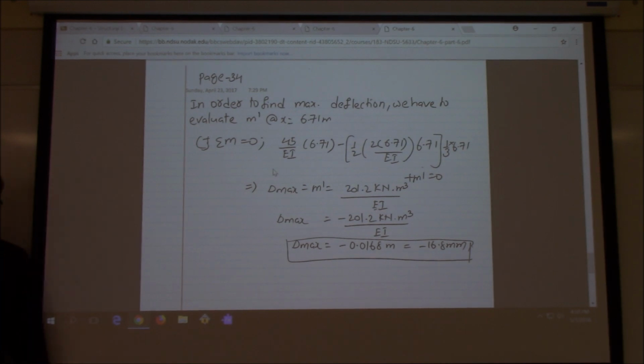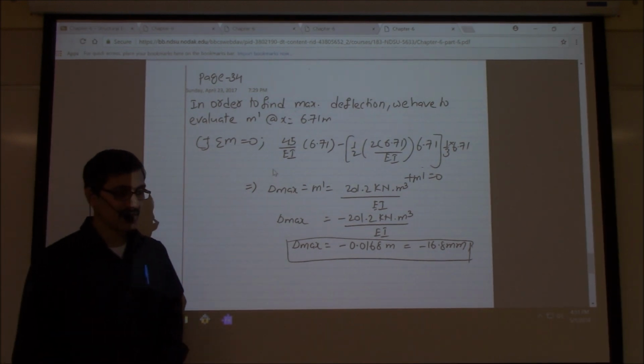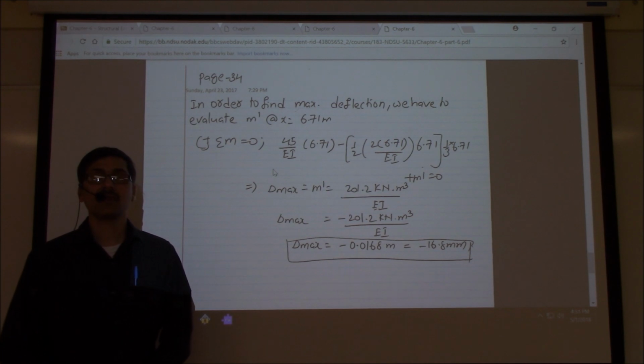So this is double integration method, moment area theorems, and conjugate beam method in a nutshell.